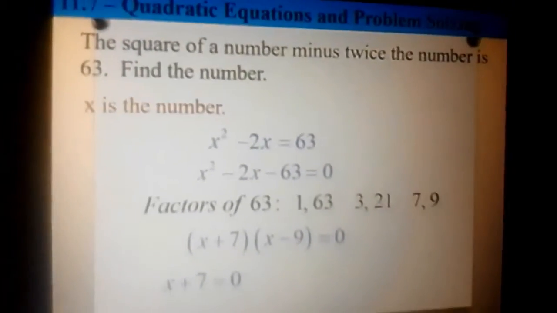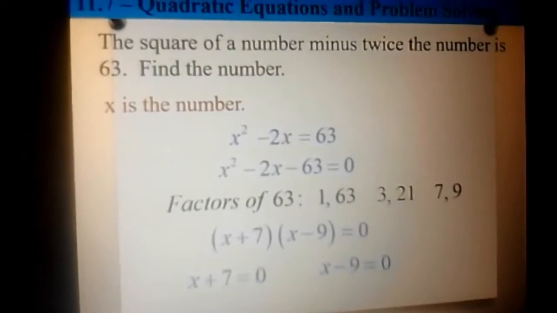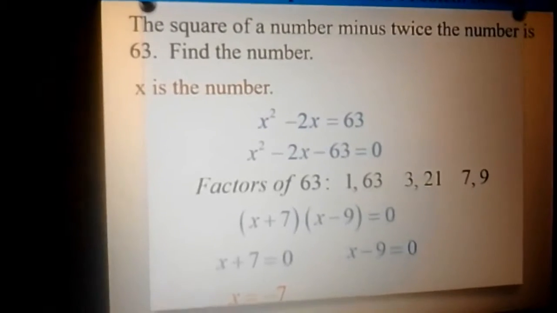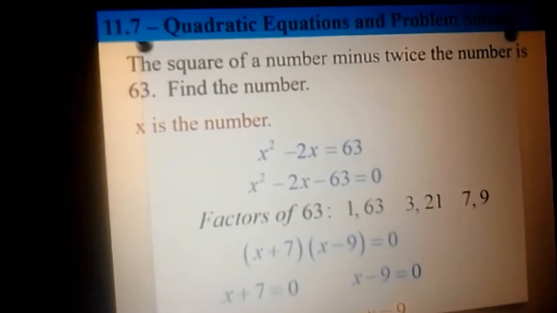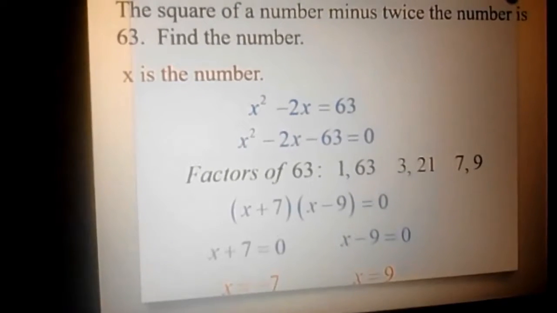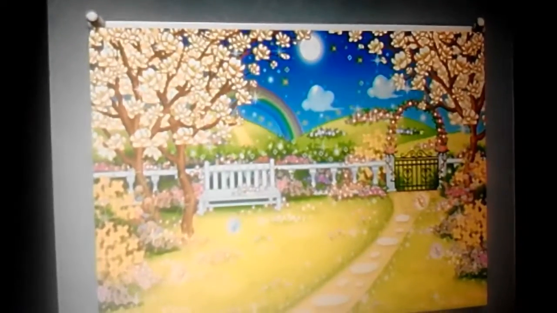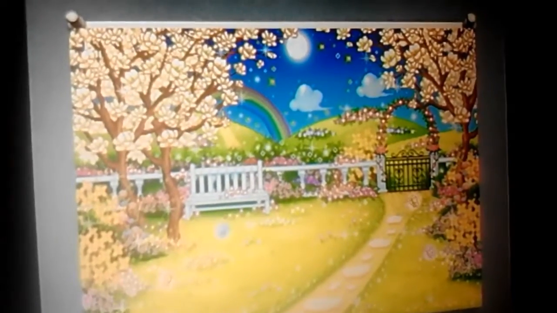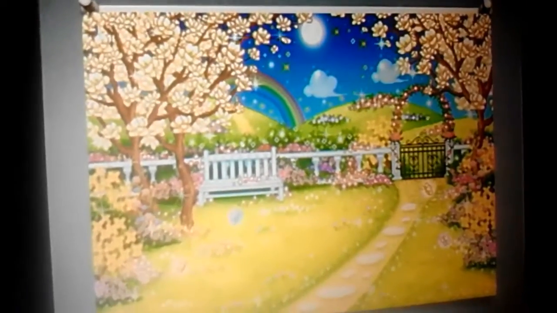Factoring it out and equating to 0, we have x plus 7 equal to 0 and x minus 9 equal to 0. So, x is equal to negative 7 and x is equal to 9. Since we deal with numbers, we can consider negative numbers and also positive numbers. For you to check it, you can substitute it into the original equation. Another point of view is when we deal with a rectangular garden. When we deal with a garden, we can also have a quadratic equation.